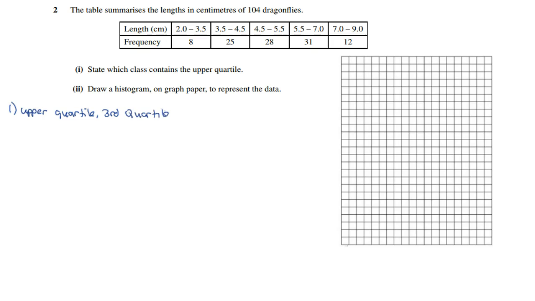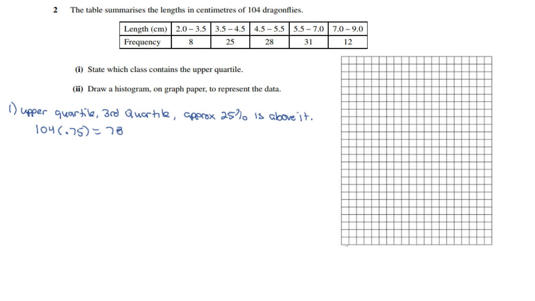Now, in number 2, the table summarizes the lengths in centimeters, and I've got 104 dragonflies. They want us to find the third quartile, the upper quartile. If we know there's 104 total dragonflies, we know that approximately 25% of it is above that quartile. So all we've got to do is multiply the 104 times 0.75. And then we're going to find out that's roughly going to be the 78th piece of data.